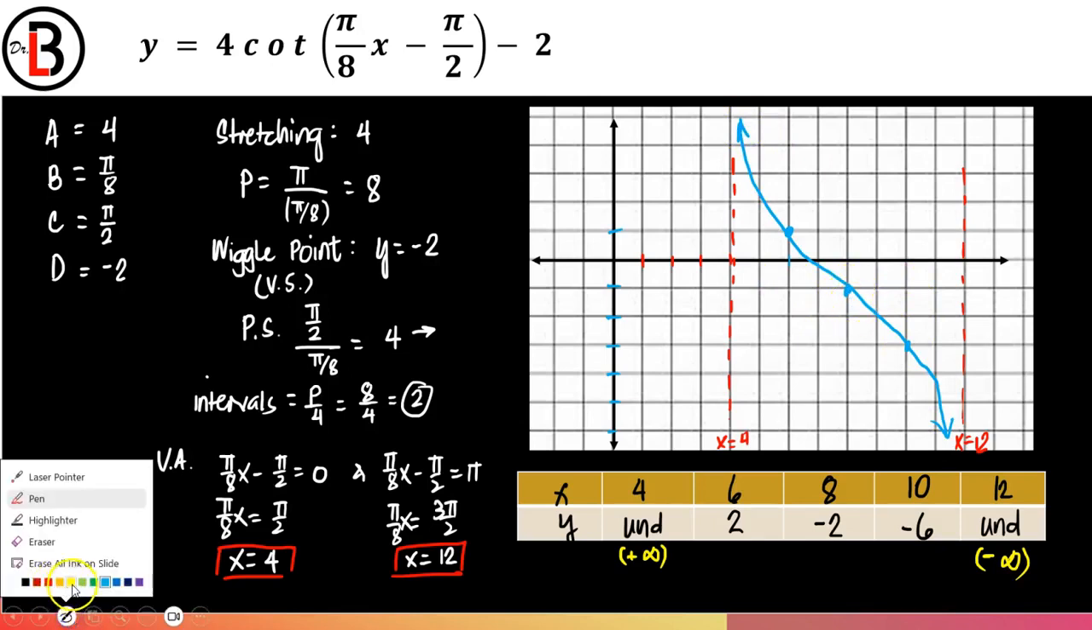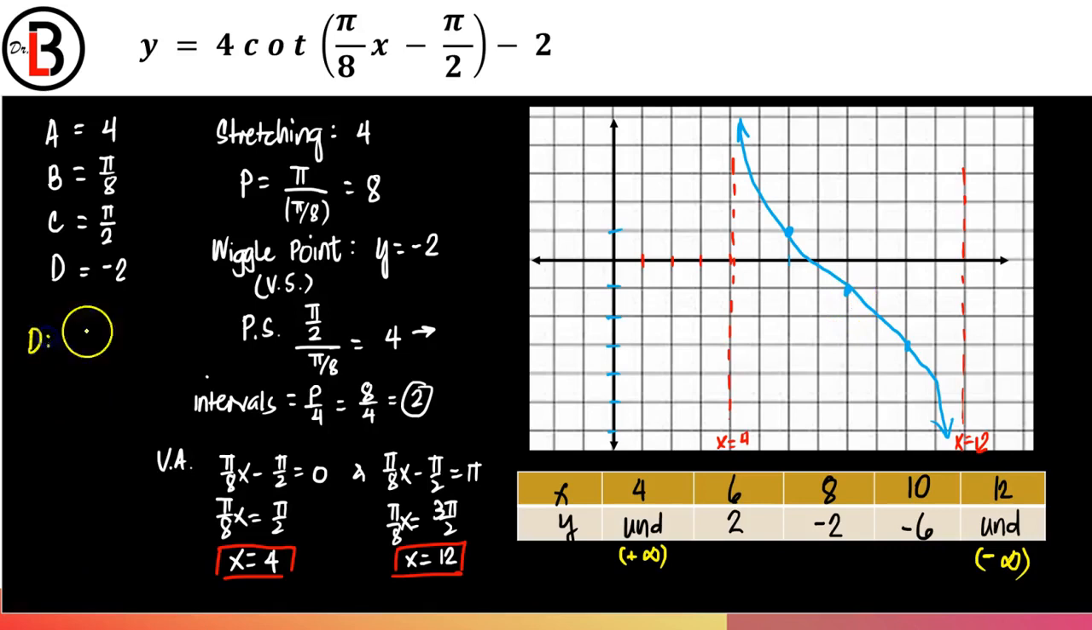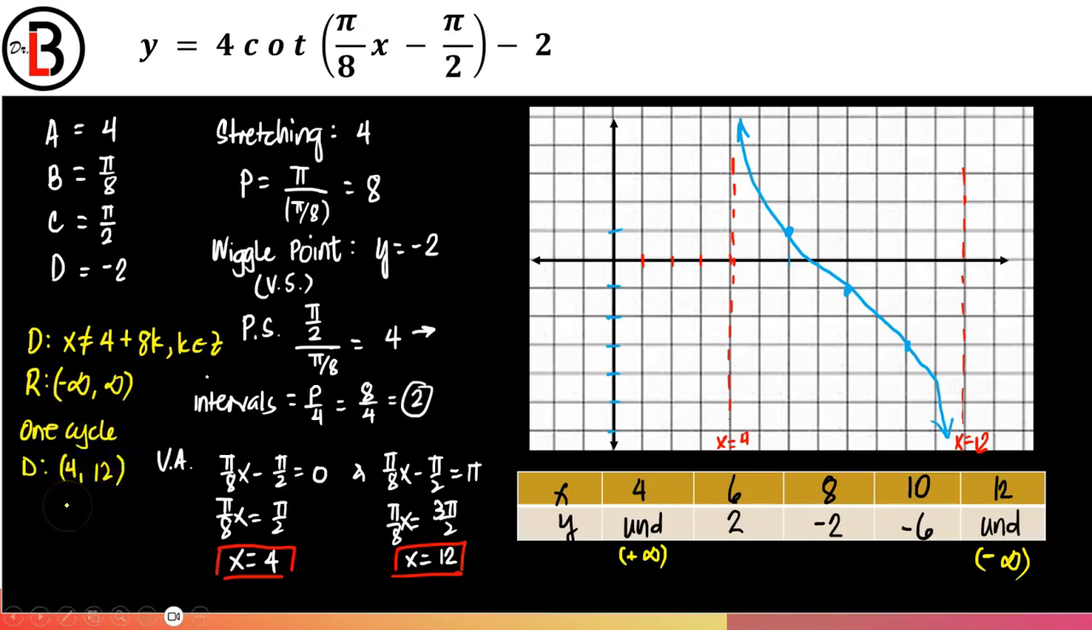So to summarize, what's the domain? The domain here, x cannot be equal to one of the vertical asymptotes, 4, plus the period, which is 8k, where k is an element of Z. And then the range from negative infinity to positive infinity. And then for one cycle, the domain would be from 4 up to 12. Both are open intervals. So it's this one.